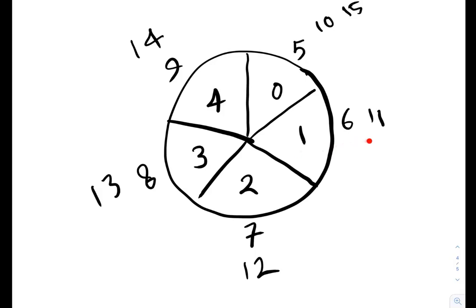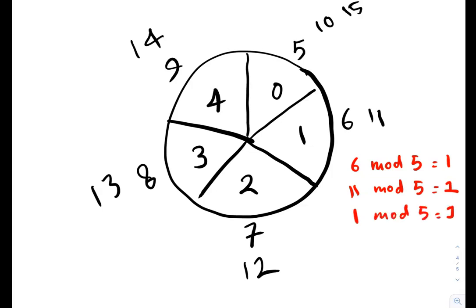All the numbers here have a remainder of 1 when divided by 5. So we have 6 mod 5, that gives us 1. 11 mod 5 also gives us 1. And of course 1 mod 5 is also 1. All the numbers here give us 2. So 2 mod 5 equals 2. 7 mod 5 equals 2. 12 mod 5 equals 2, and so on.